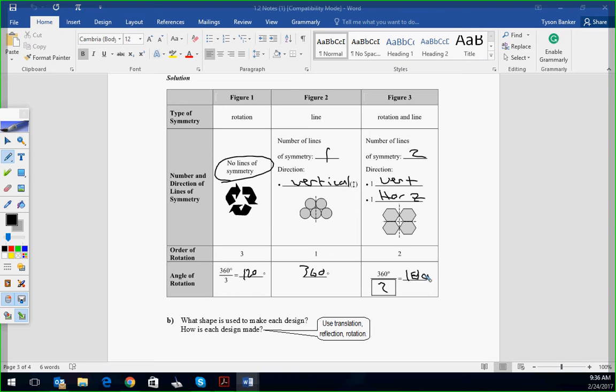This wasn't really translated, this was actually turned. The reason it's not a translation is because if I move this down to the left, notice that that arrow is going to be pointing down here. So this is not a translation. Okay, this is a translation, over to the right, down to the left, over to the left. That's all the same shape, same image.